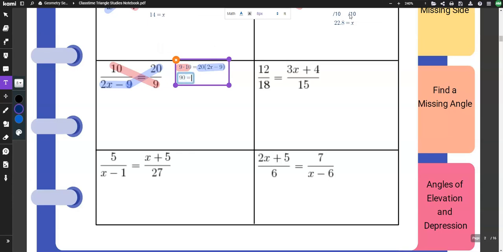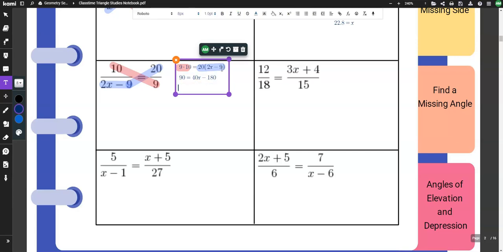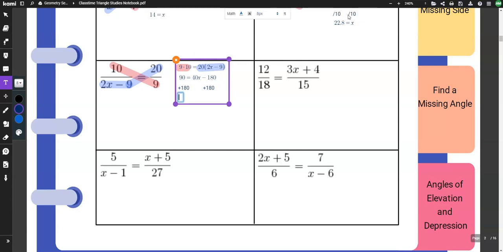So when we distribute, remember that means we multiply the outside term by everything on the inside. The most common error people make here is they forget to multiply by the second term. And they would put 40x minus 9, when in fact it is 40x minus 180. So now we're going to go ahead and add 180 to both sides. And that gives me 270 is equal to 40x.